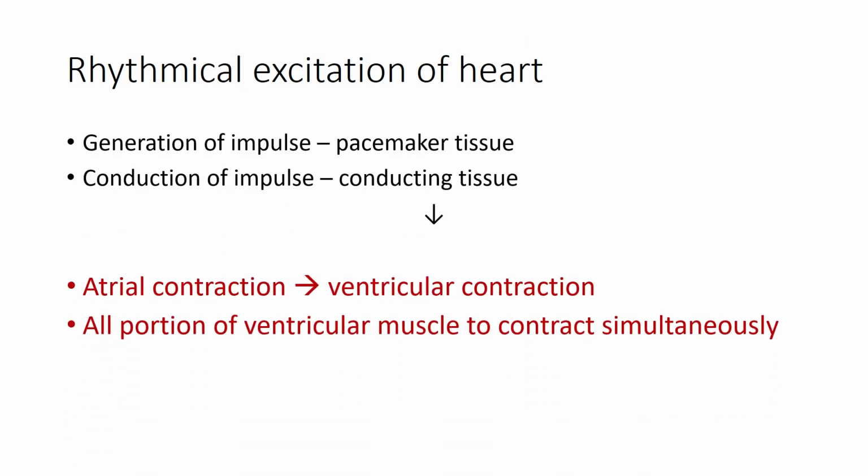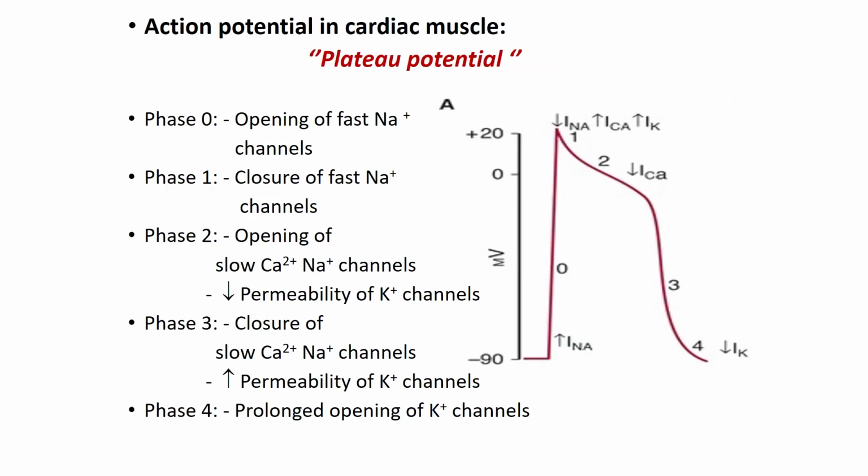The generation of impulses is from pacemaker tissue, and the conduction of impulses is from conducting tissue. Because of this, atrial contraction and ventricular contraction occur. Here all portions of the ventricular muscle contract simultaneously.